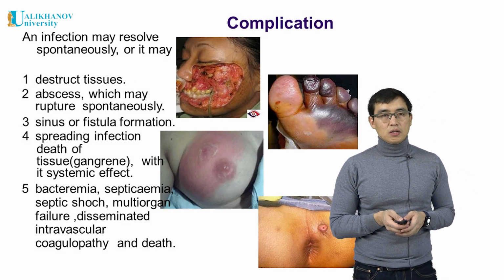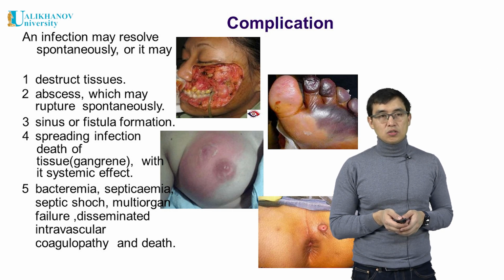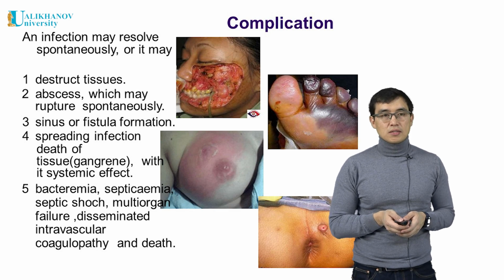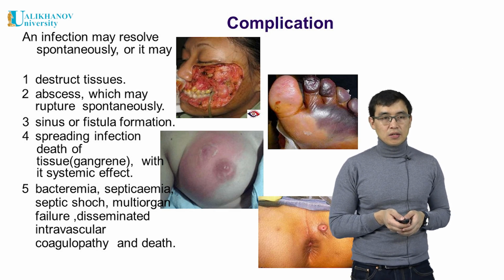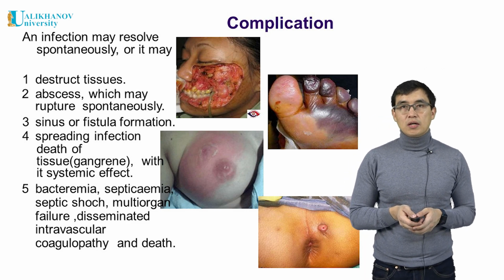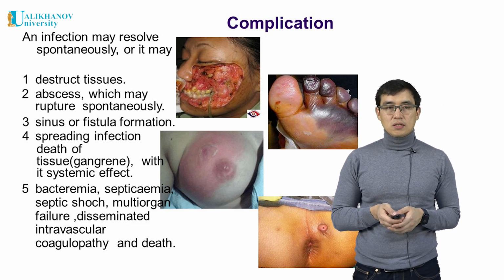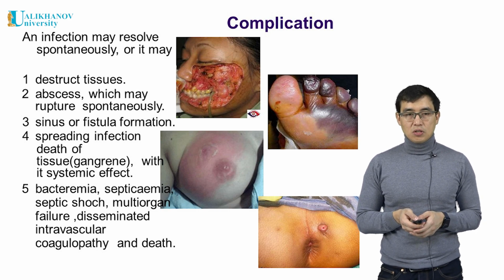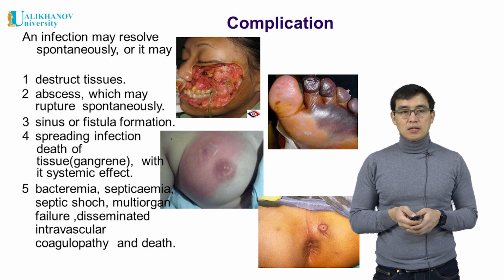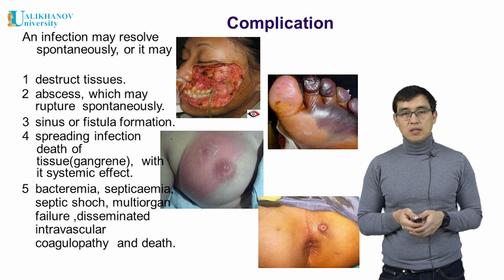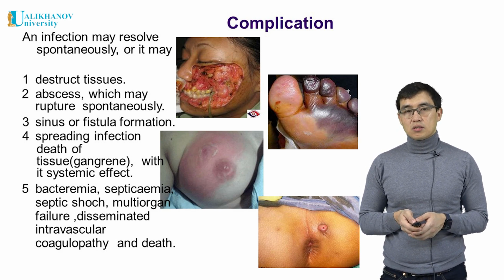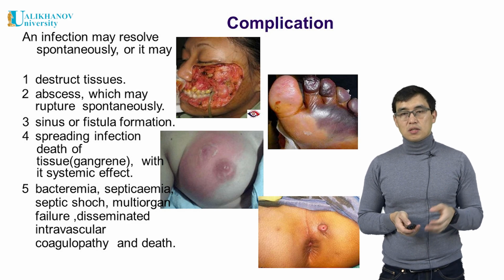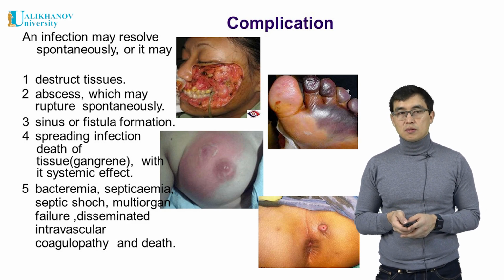An infection may resolve spontaneously, or it may destroy tissues, abscess which may rupture spontaneously, sinus or fistula formation, spreading infection, death of tissue. Another, it's a gangrene with its systemic effect. Bacteremia, septicemia, septic shock, multi-organ failure, disseminated intravascular coagulopathy, and unfortunately death. So at this picture you can see this complication of surgical infection.